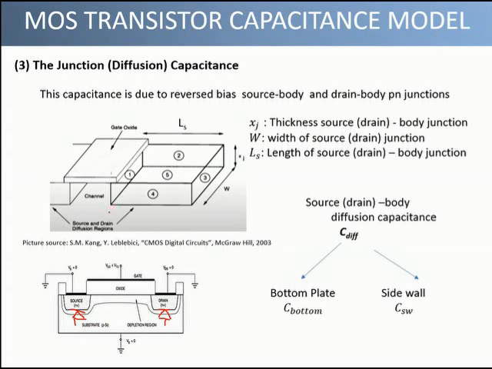One is located at the bottom side between the source or drain diffusion region and the p-type substrate, and the other one is present along the sides of this cube. So accordingly, total junction capacitance is the sum of two parts. One is the capacitance of the bottom plate and the other one is the total capacitance of the side walls. Now let us discuss the mathematical expressions for both of them separately.